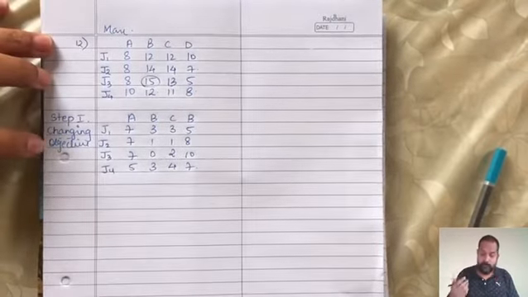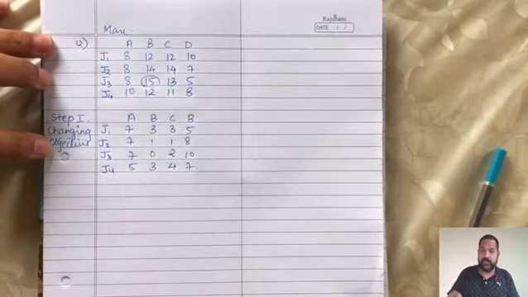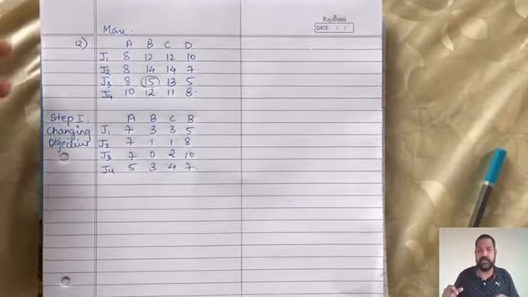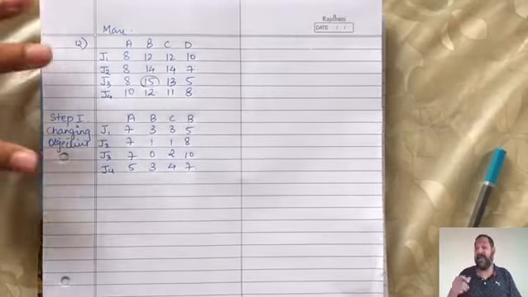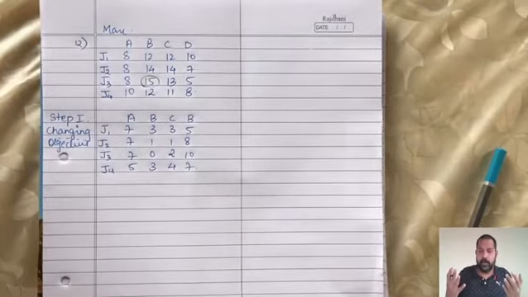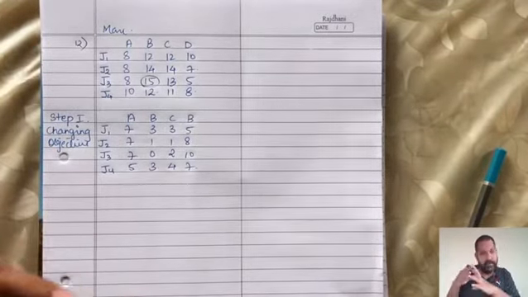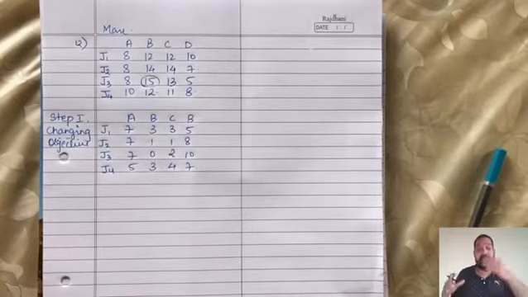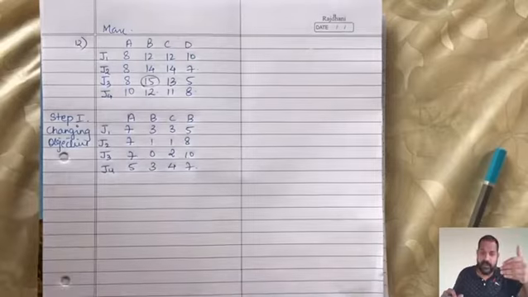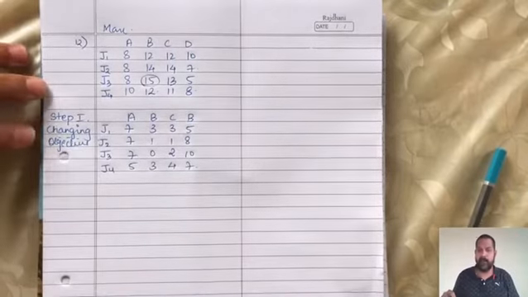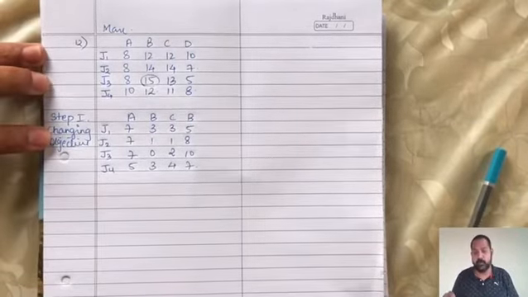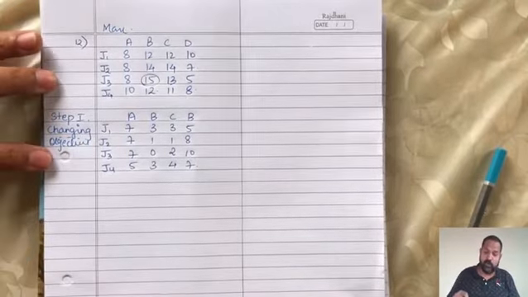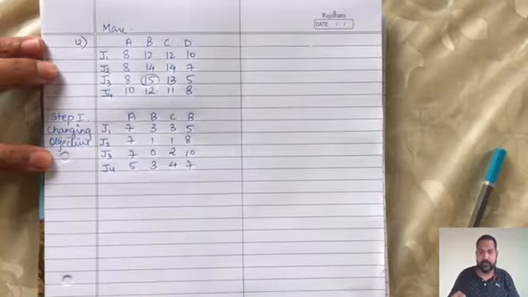So my point is, why not decorate it as much as you can so that the person checking the paper also understands that you've understood each and every step, and God forbid you have somewhere in between made a silly mistake and screwed up your final answer. At least the person is happy that, oh, it's written very well. Let me give this person some marks for at least knowing what is supposed to be done. So step 1, changing objective. I have changed the objective.